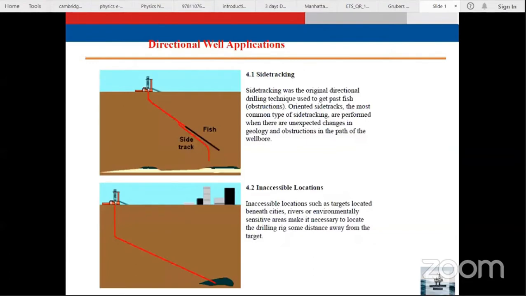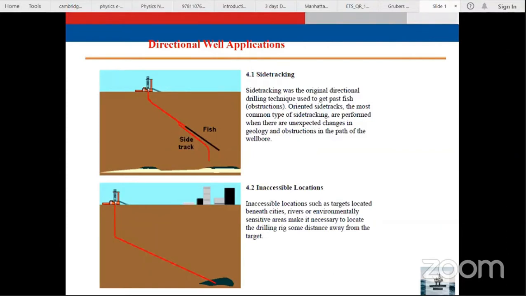Okay, why do we do directional drilling? Why do we need to do directional drilling? Directional drilling is more expensive than conventional or vertical drilling. It's not easy to do directional drilling, so it takes more cost. It takes recent tools.